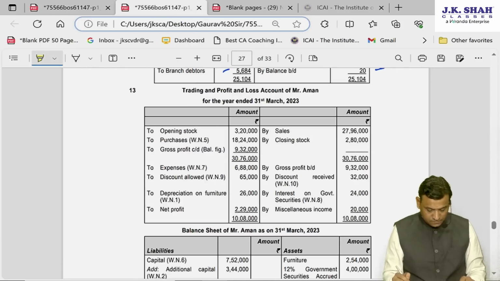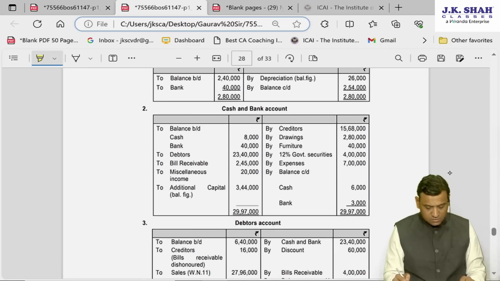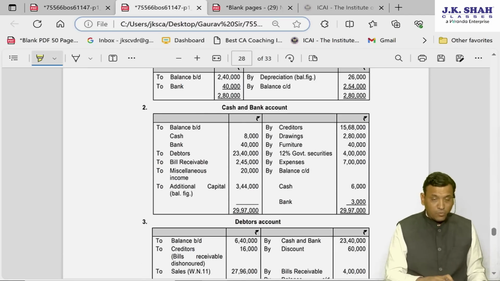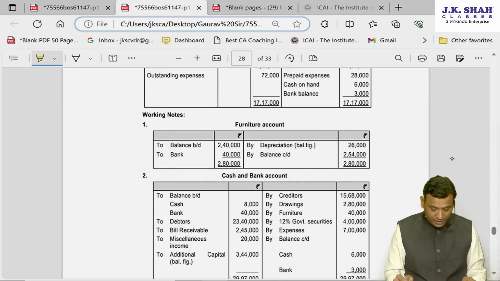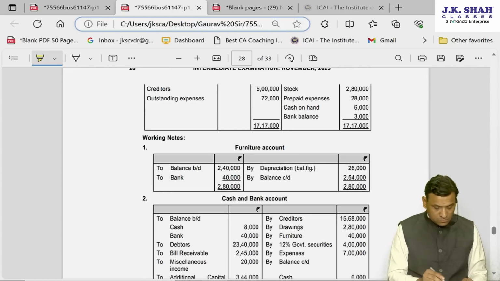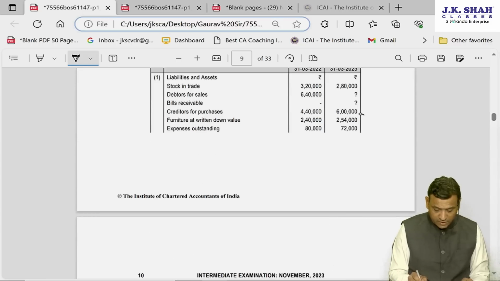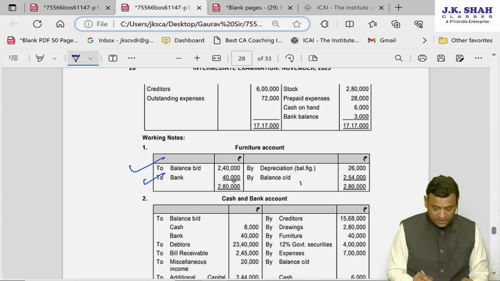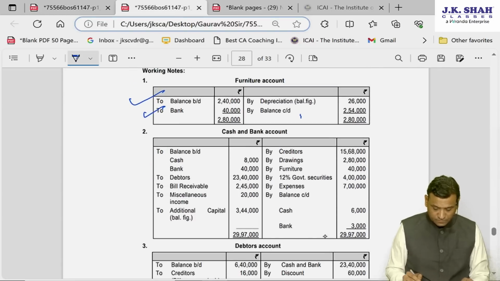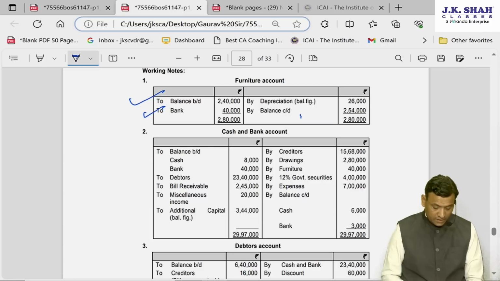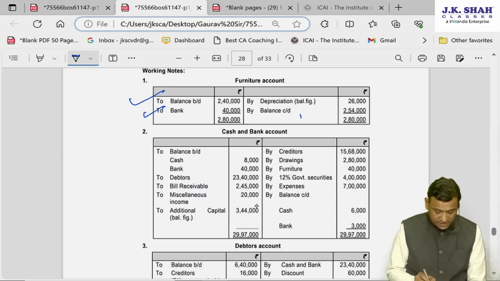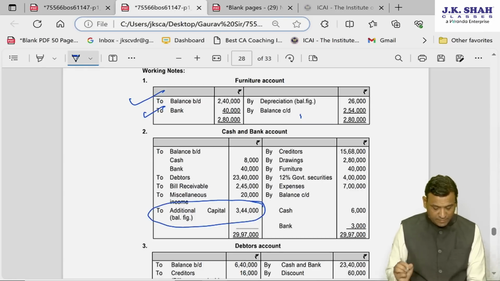Now friends, we'll just look at the figures from all our notes, because we have to prepare elaborate notes. Furniture account, nothing but opening balance, closing balance, we have purchased, the rest is nothing but depreciation. This is what we had. Furniture, if you look properly, here it was at written down value, opening and closing, and there is a purchase of 40,000, that is what I passed in entry. Okay, cash and bank, all these things. And if you look properly, after passing all these entries, there is a balancing figure which comes, that is nothing but additional capital brought.